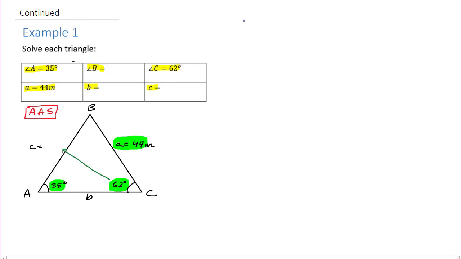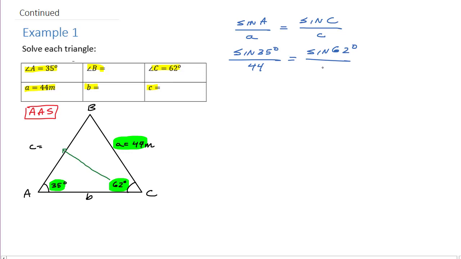So let me show you what I mean. Here we go. Let me just set up using the letters we have in our triangle. Sine A over side A, and let's use C. Sine C, which is angle C, divided by side C. And let's fill in everything we know. Well, I know angle A, and I know side A, which is 44 meters. I know angle C, which is 62 degrees, but I don't know side C. All right, so we have 3 pieces of information. We're looking for the 4th.